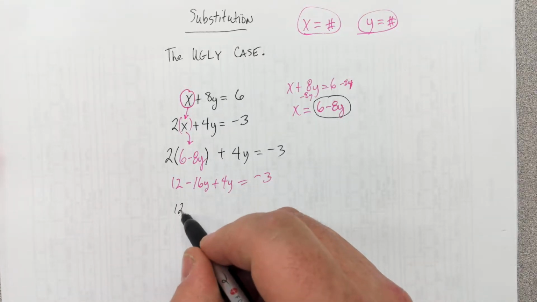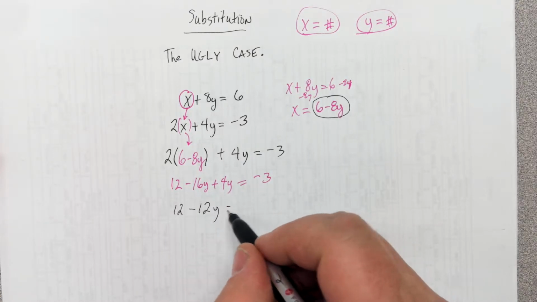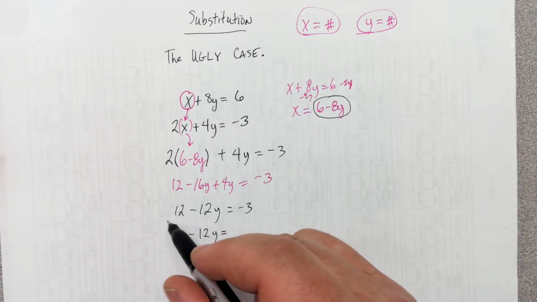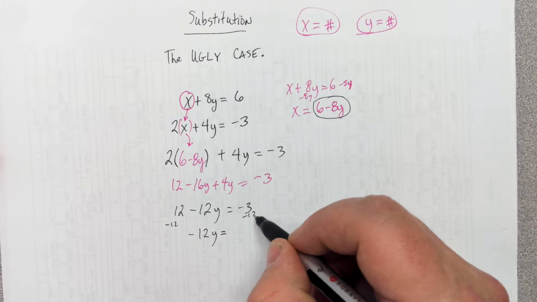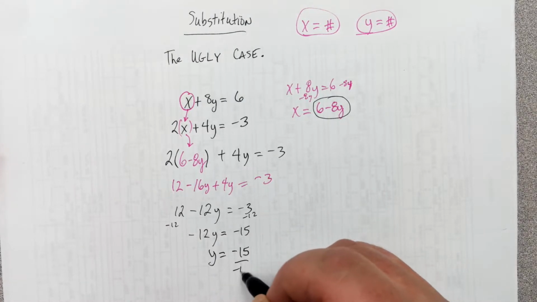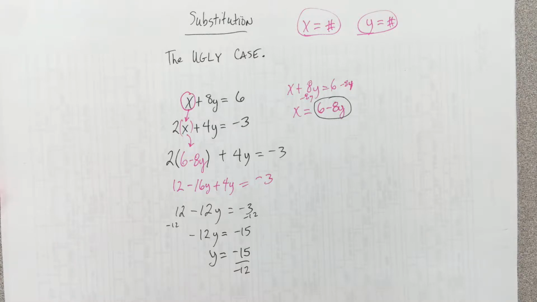So 12, and then you subtract those two, right? Equals negative 3. Negative 12y equals, we have to subtract 12 from both sides. That's negative 15, right? A fraction, but it's a negative divided by a negative. Wait, we can reduce that by 3, huh? Can we reduce that by 3?